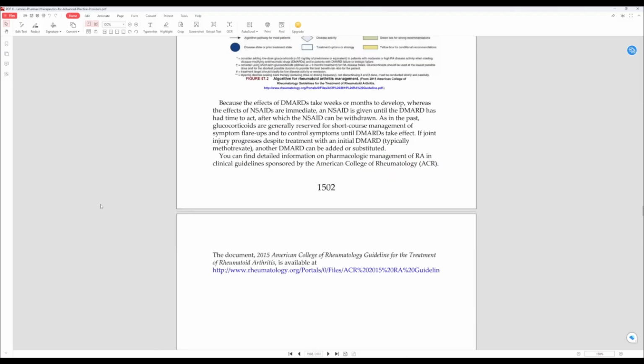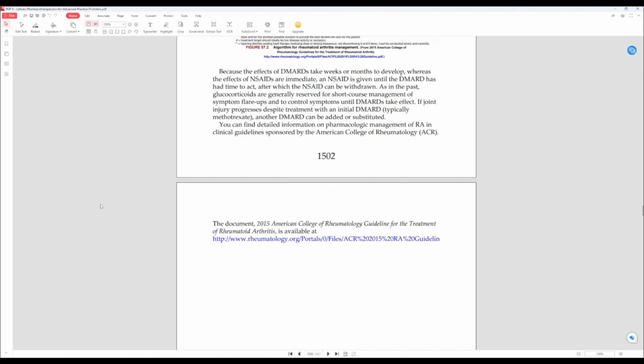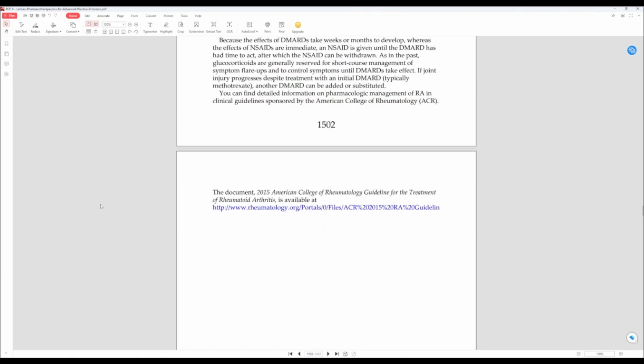You can find all the detailed information on pharmacologic management of rheumatoid arthritis in clinical guidelines sponsored by the American College of Rheumatology. So here's an excellent spot to hit pause, and you can take a look at their website here at rheumatology.org.